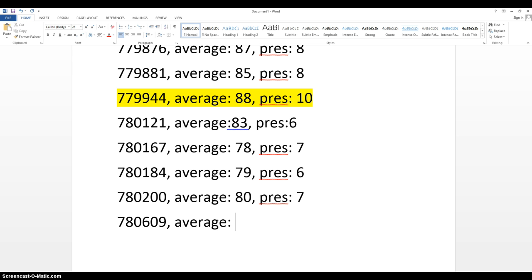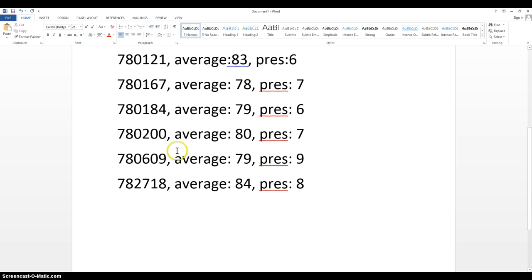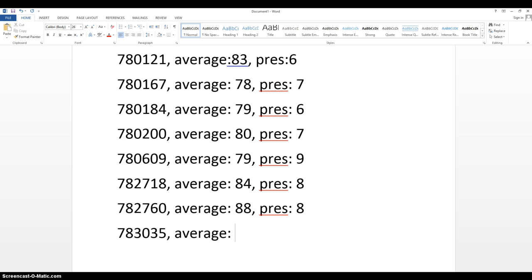780609. Your average is currently a 79. Presentation wise, 9. 782718. Your average is currently an 84. Presentation-wise, 8. 782760. Your average is currently an 88. Presentation-wise, 8. 783035. Your average is currently an 80. Presentation-wise, you have 5.